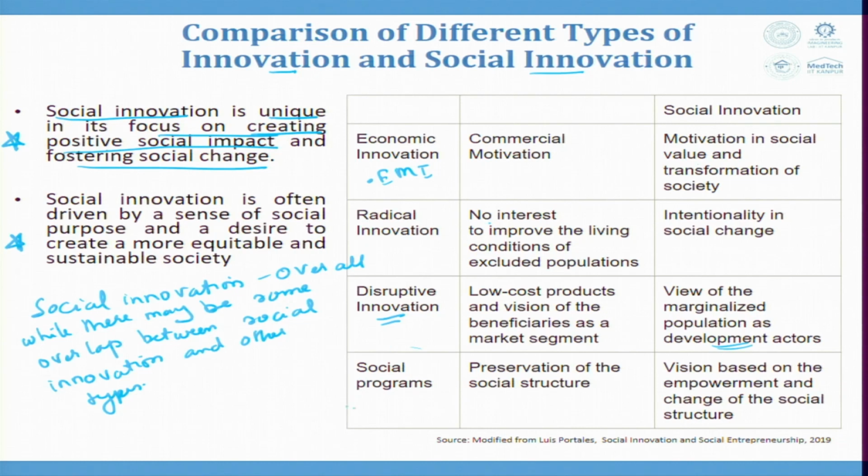The last one is social programs. They are nothing but preservation of the social structure. A vision based on empowerment and change of the social structure is part of social innovation. This is a very important table which compares economic innovation, radical innovation, disruptive innovation and social programs with social innovation. It is a wonderful table which compares everything and gives you a better understanding of social innovation and all other innovations.